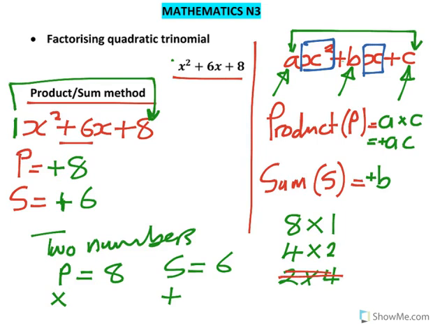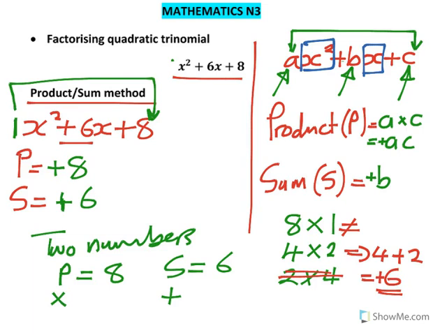Now you must ask yourself, if I am to add, remember sum, these numbers, how can I combine these numbers in such a way that I must get a 6? If you look at the first one, I'm going to use a red pen. 8 and 1, is there a way of getting a 6 between 8 and 1? We cannot get a 6, so this one is out. What about 4 and 2? Look at this. 4 times 2 is 8, and 4 plus 2, what are you getting? You are getting a positive 6.